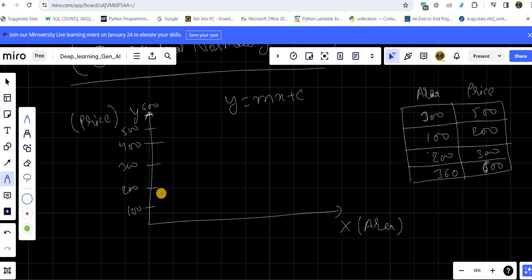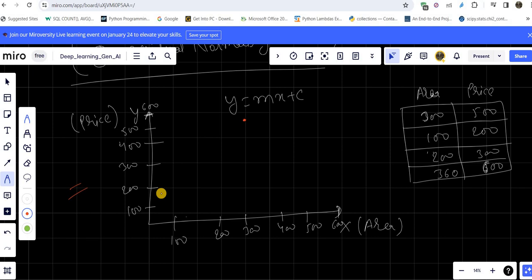And price, and let us suppose this is also starting with 100, 200, 300, 400, 500, and here it is 600. So now when area is 500, so when area is 500, what area here? 300. When area is 300, what is the price? 500.